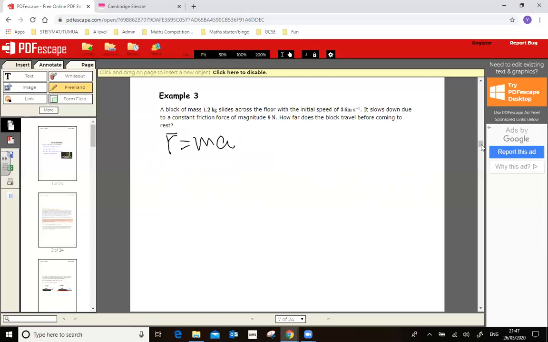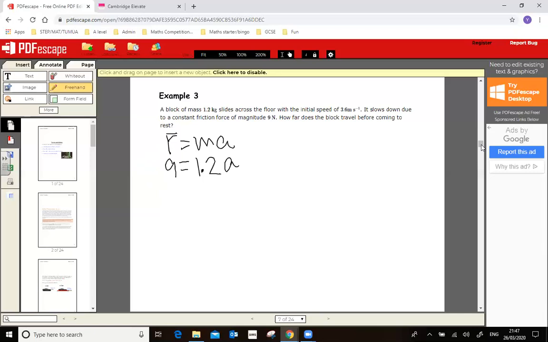Okay, and let's substitute all the information we know. So here we've been given that the block weight is the mass of the block, not the weight, sorry. The mass of the block is 1.2 kilogram, okay? And initial speed, we'll use that later. And here it says the frictional force is 9, and that is the only force we know, so let's use that for F. So we have 9 equals 1.2 A.